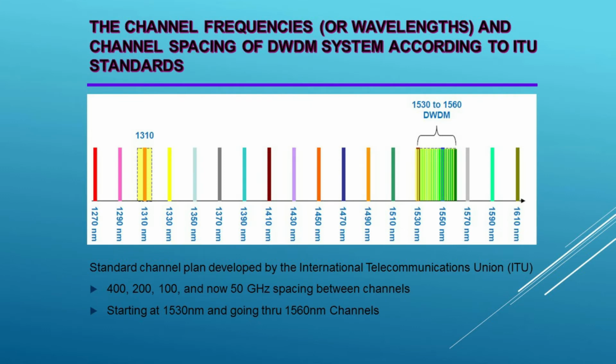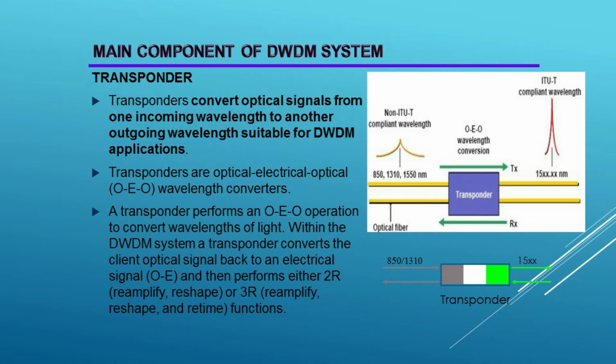The channel frequencies or wavelengths and channel spacing of DWDM system according to ITU standards. Standard channel plan developed by the International Telecommunications Union, ITU. 400, 200, 100, and now 50 GHz spacing between channels, starting at 1530 nanometers and going through 1560 nanometers channels.